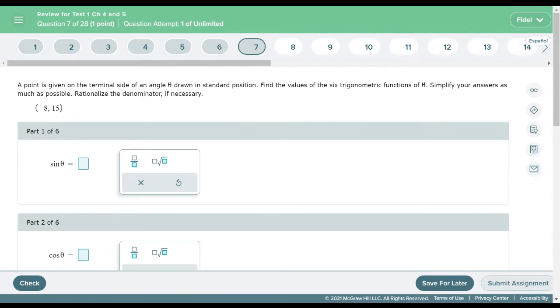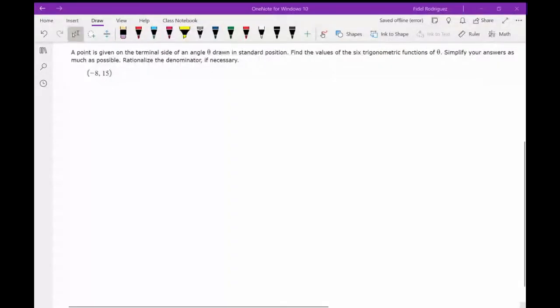All right, let's go like this, and then let me share this part so that it'll come out on the video. Stop sharing this one and come over to this one here. Okay, a point is given on the terminal side of an angle theta drawn in standard position. Find the values of the 6 trig functions of theta. Simplify your answer as much as possible. Rationalize the denominator if necessary.